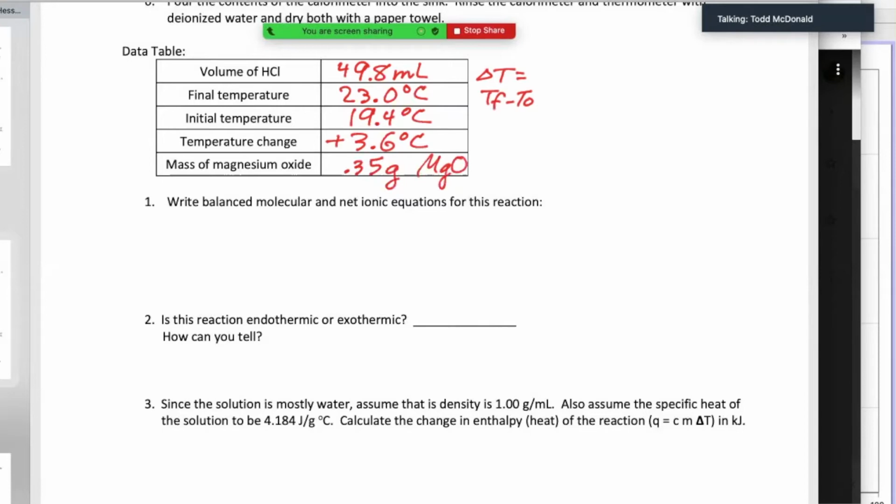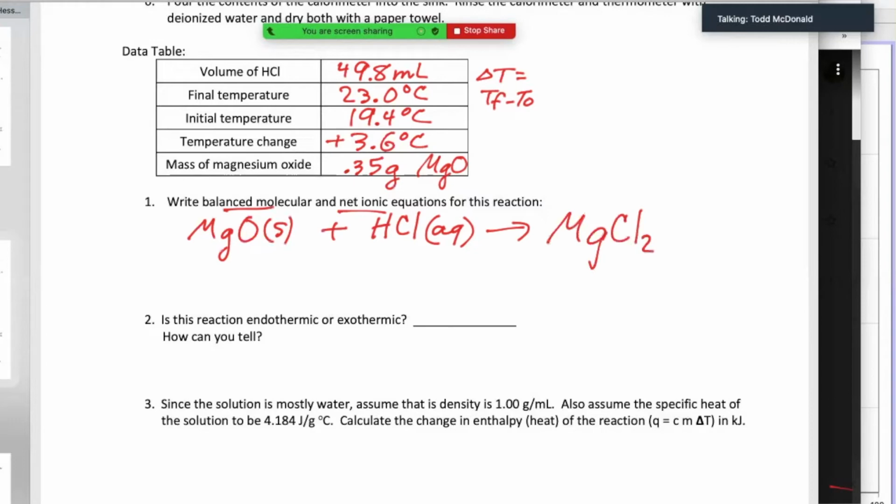All right, so here's first thing we're doing. We're gonna write a balanced molecular and net ionic equation. Some of you could probably use the review on this one. So we are adding magnesium oxide, which is a solid, to hydrochloric acid, which is a solution. And in the process, you may have a little trouble with this. This is going to end up making magnesium chloride, which is a solution, and H2O, which is a liquid.